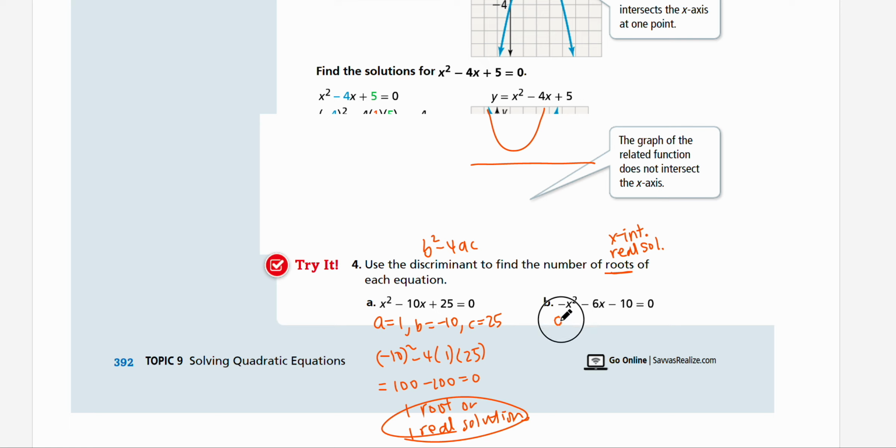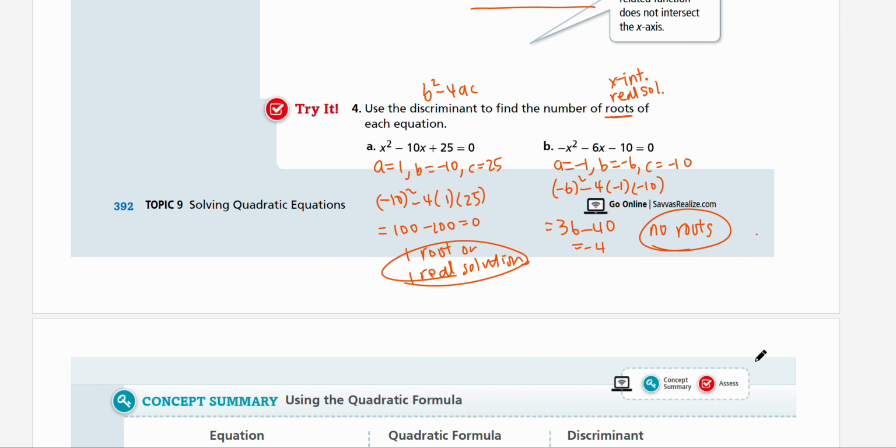Part B, A is -1, B is -6, C is -10. So b squared is -6 squared minus 4ac, which is 36 minus 40, which is -4. So it's going to be no roots or no x-intercepts.